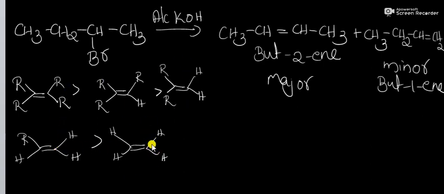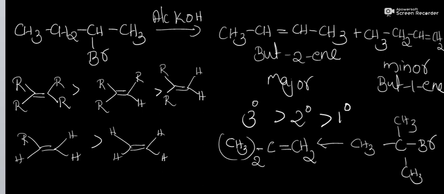So from this factor we can say which alkyl halide will be more reactive towards E2 elimination reaction. Obviously tertiary alkyl halide will be more reactive than secondary alkyl halide, which is more reactive than primary alkyl halide. That is the order of reactivity of alkyl halides. Because in the case of tertiary alkyl halide, what will be the possible product? Alkene.